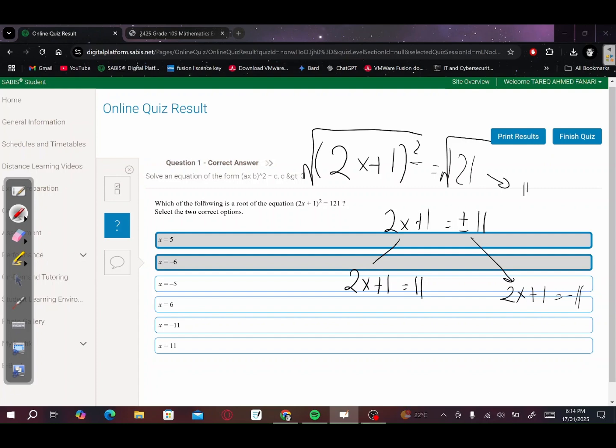Let's work on the positive case first. So 2x + 1 equals positive 11. So we're going to take the plus 1 to the other side. 2x is going to equal 10. x is equal to 5. So we select it.